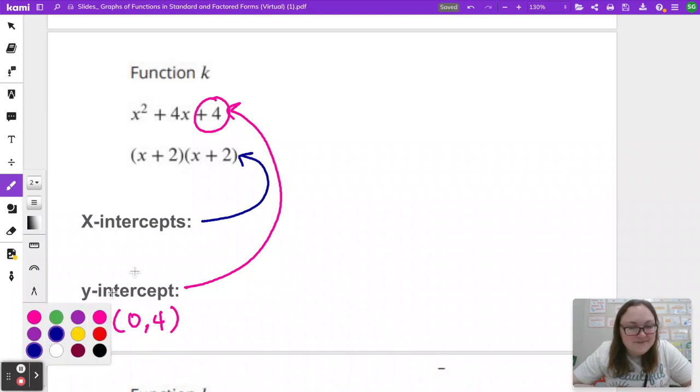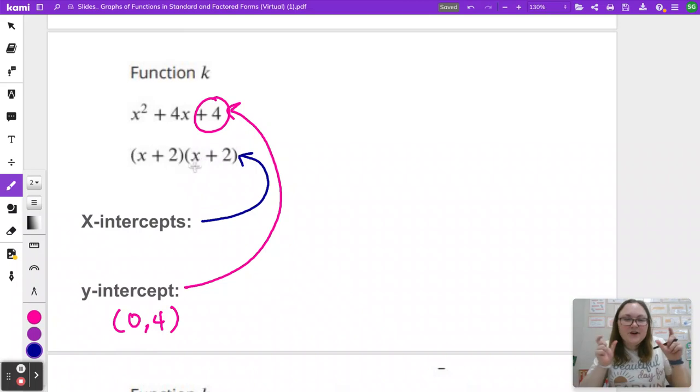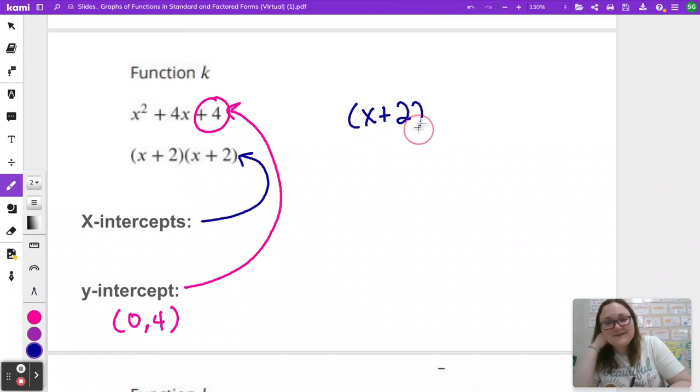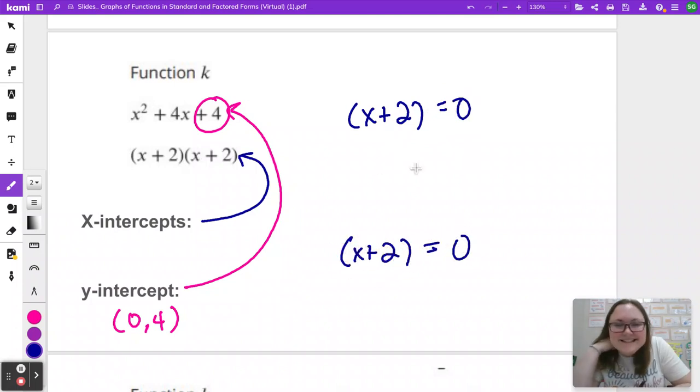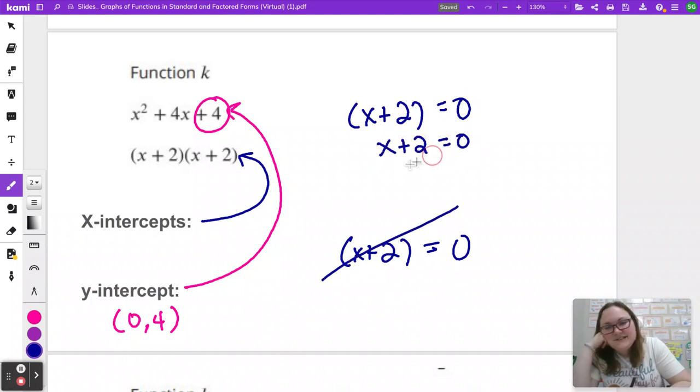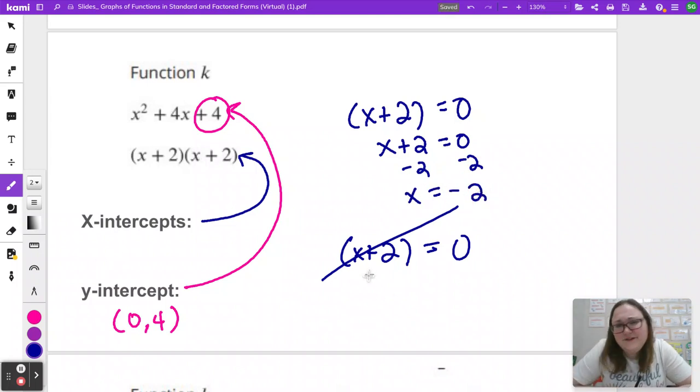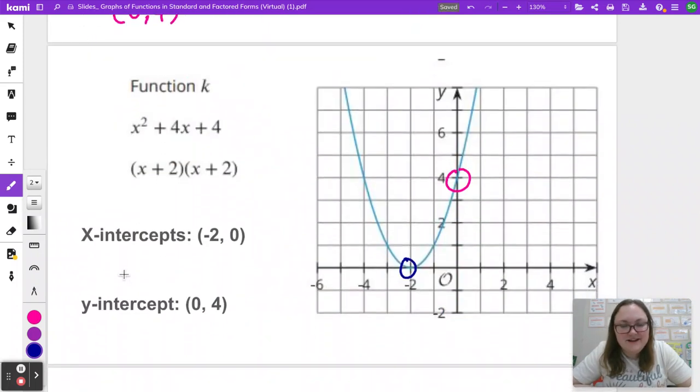For our x-intercepts, we said we set each factor, each part you're multiplying, equal to 0. When we go to do that, you've got an x plus 2 equal to 0, but then notice you also have an x plus 2 equal to 0. It's the same thing. You don't need to solve both. We just need to solve x plus 2 equals 0, and to do that, you subtract 2, and you get x equals -2. If you solve this one down here, you get the same answer, x equals -2. So this time there is only one x-intercept, and it is at (-2, 0), like we see down here.